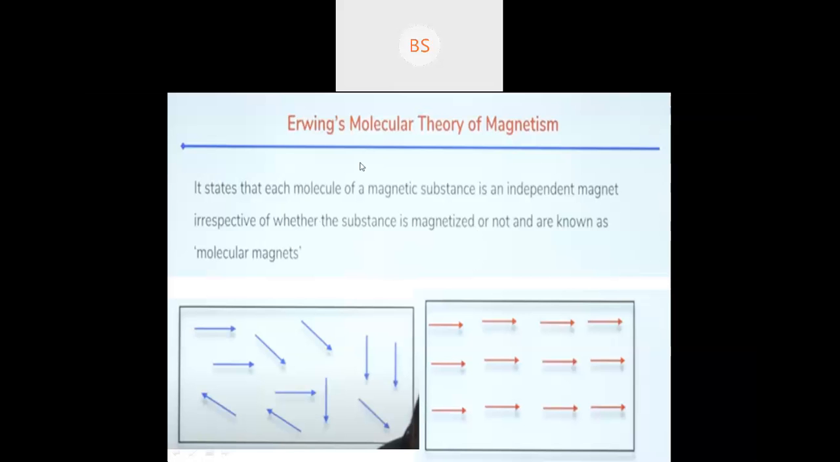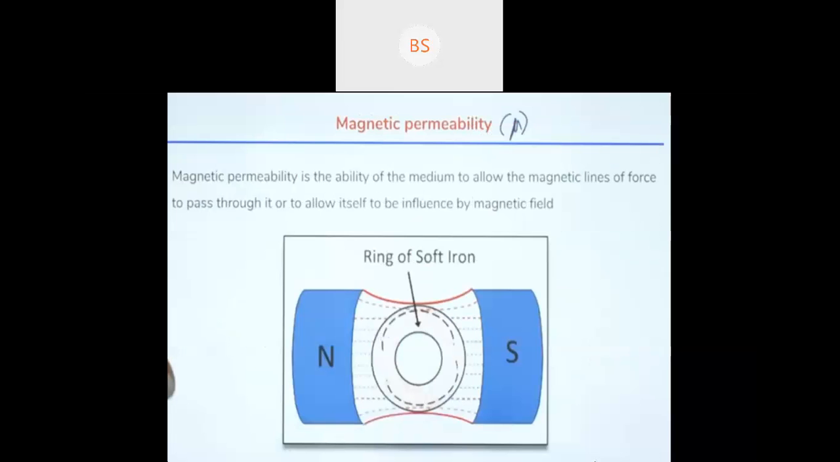See what I am saying here, Ewing's molecular theory of magnetism. What he says is that each molecule of a magnetic substance is an independent magnet, irrespective of whether the substance is magnetized or not, and they are known as molecular magnets. These all are molecular magnets. Okay, next.